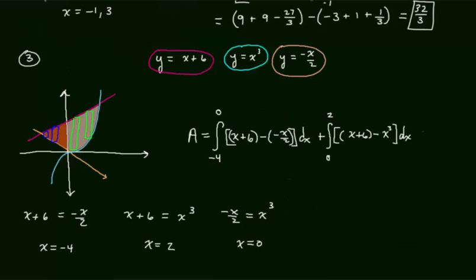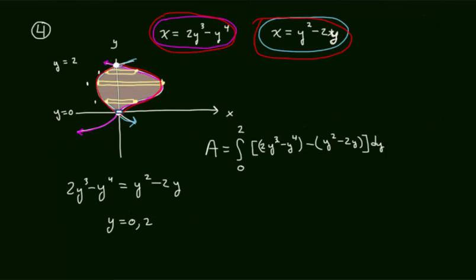The answer to number 3, the actual area, is 22. Feel free to check that out. In example 4, this one was a little bit brutal, but I got 44 over 15. That one's a little bit of an arithmetic nightmare. That is the end of Lesson 1.